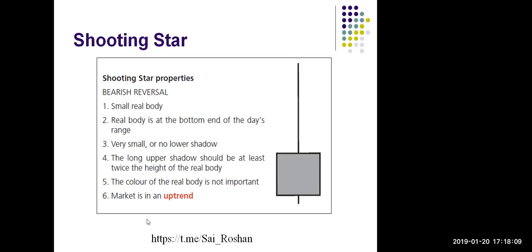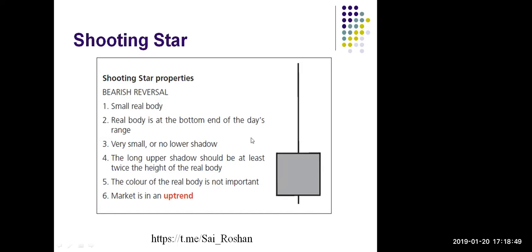So once again, the lower shadow may not be there, or if you have a wick or shadow, it is very, very small. And most important in both cases, the length of the longer wick should be at least twice that of the body. This is very, very important. Either for a hammer or shooting star or inverted hammer or the other patterns that we look at, the wick's length should be at least twice that of the real body. Okay, real body is what you can see here, and this wick length should be at least twice of that.